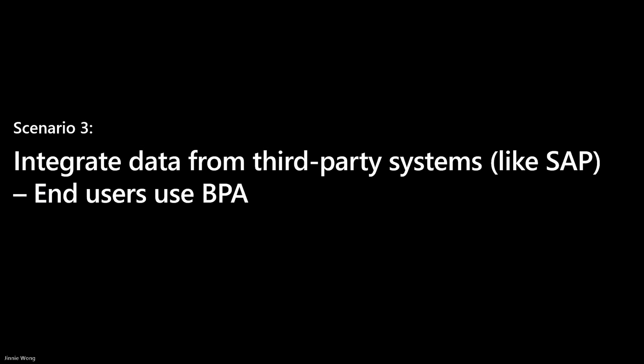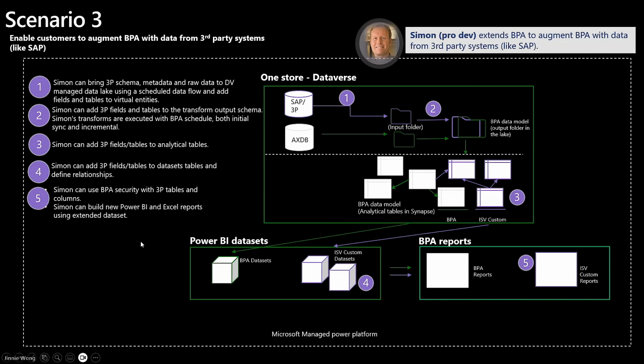So the third scenario we are thinking about is integrating data from third-party systems like SAP or other third-party ERP software vendors. Let's take a look at that. We're not stopping at having BPA work on top of Dynamics Finance, we are thinking about really enabling BPA for other third-party ERP systems. And the scenario is straightforward. That means we are adding just a data source.